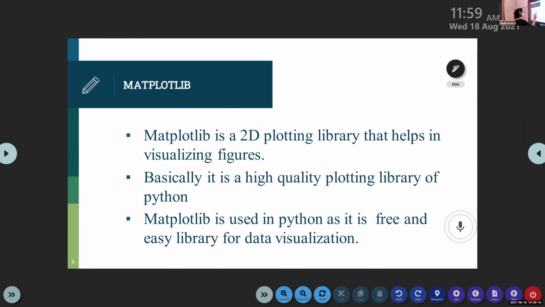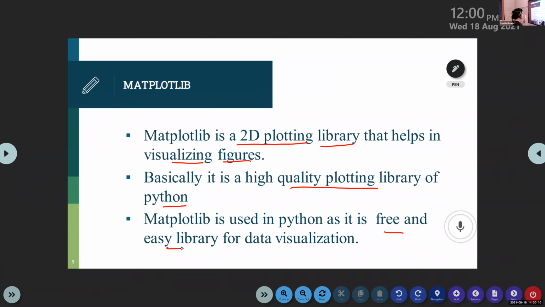What is it? It is a 2D, two-dimensional plotting library that helps in visualizing figures. It is a high-quality plotting library of Python, and it is free and easy for data visualization. So Matplotlib is a whole package, a 2D plotting library which helps in visualizing figures. It is used in Python as it is free and easy for representing the data using different elements like charts, plots.